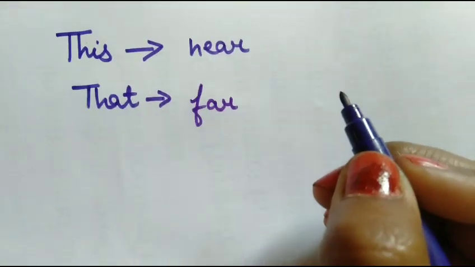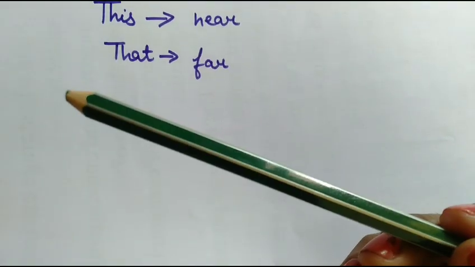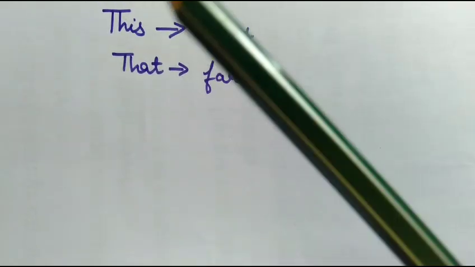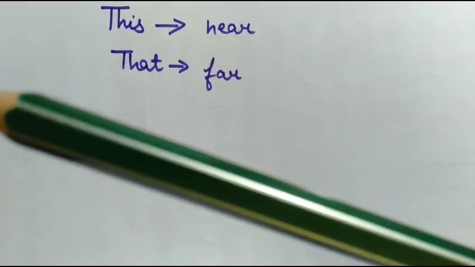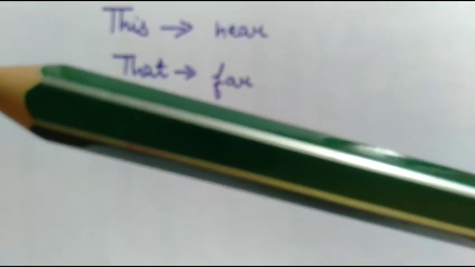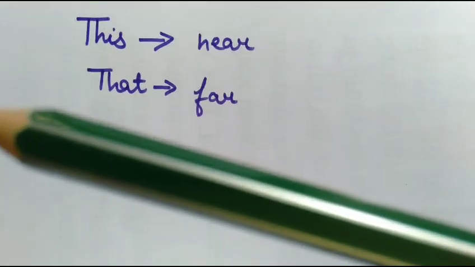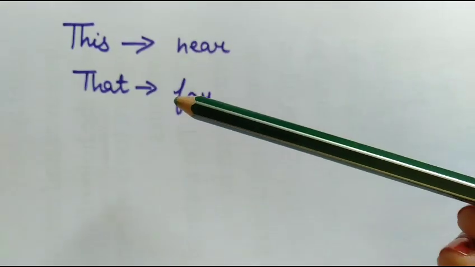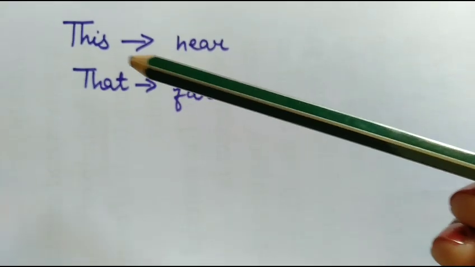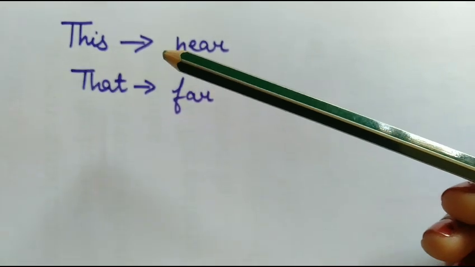Now I am going to take one example, then it will be more clear to you all. I am having one pencil color in my hand. You all can see that there is a pencil color in my hand. So when it is near to the screen, then we use this. This is a pencil color. And when it is far from the screen, you all can see now it is far from the screen, then we use that. That is a pencil color. So I think now it is clear to you all that when to use this and that.